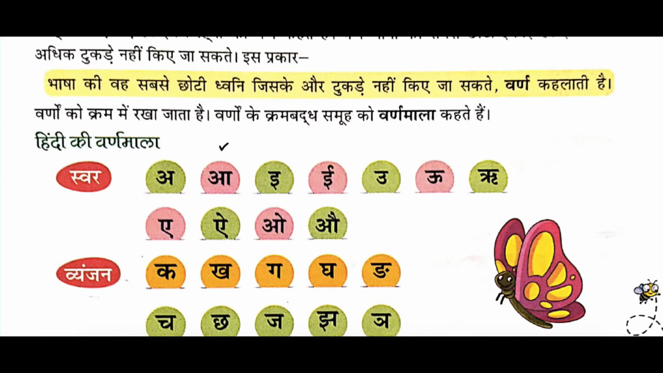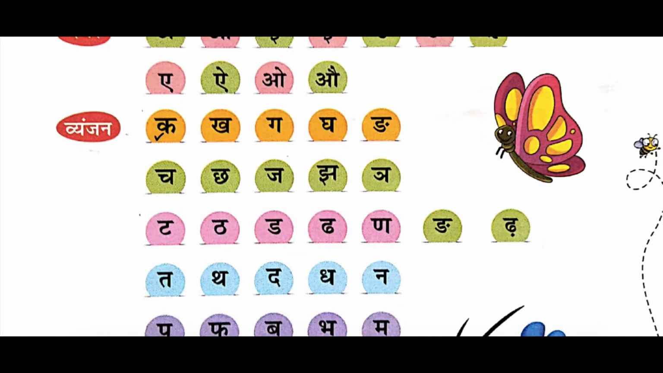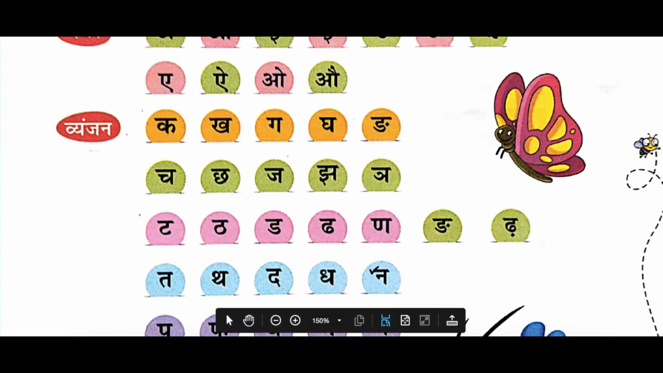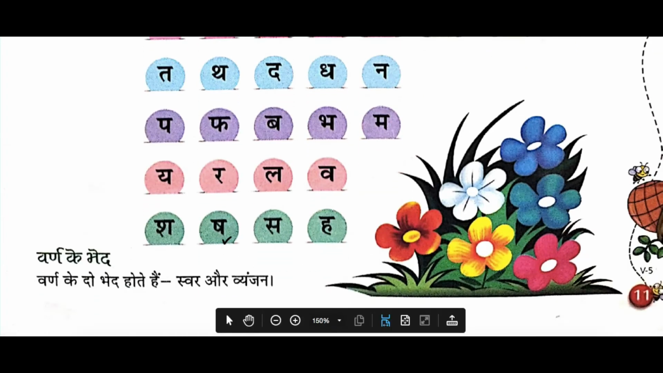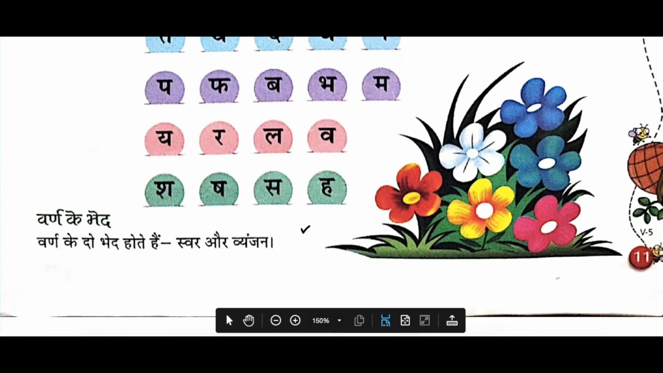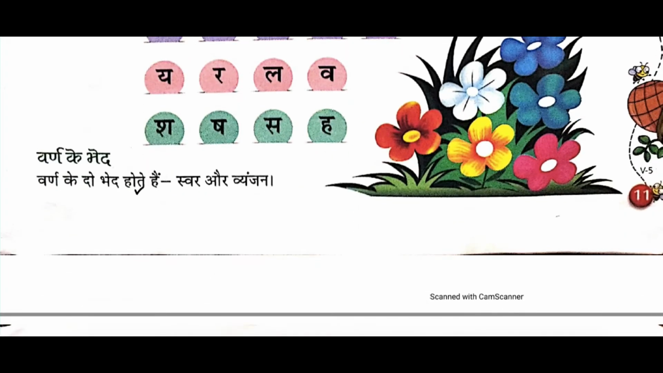These 11 are स्वर. व्यंजन: क ख ग घ ङ, च छ ज झ ञ, ट ठ ड ढ ण, त थ द ध न, प फ ब भ म, य र ल व, तालव्य श, मूर्धन्य ष, दंत्य स, ह. These are व्यंजन वर्ण. So I hope it's clear with you.